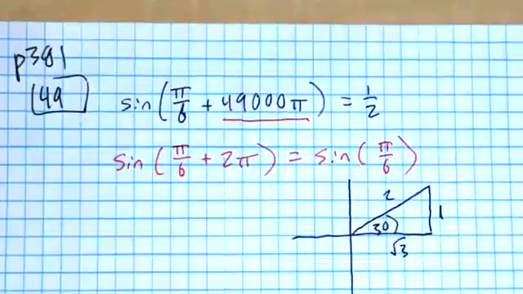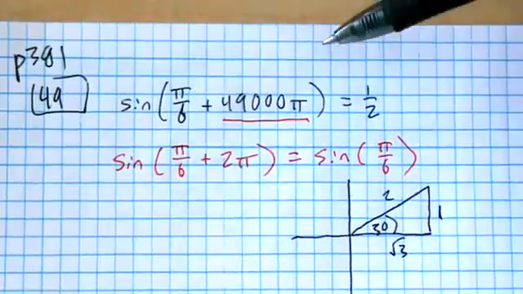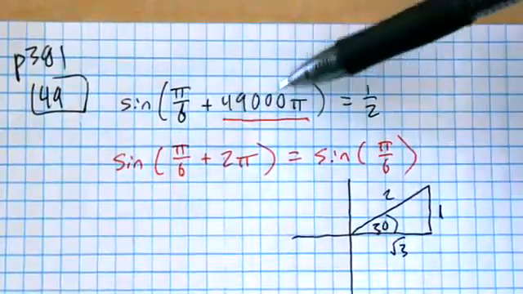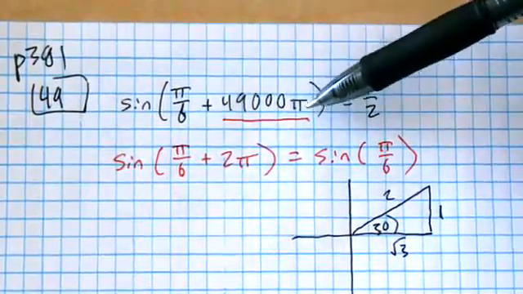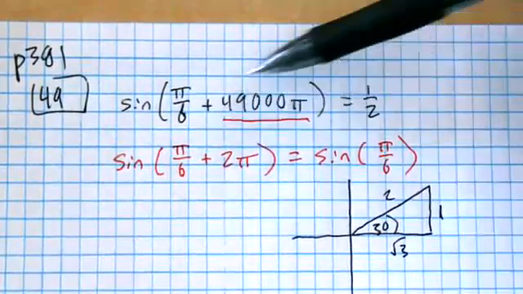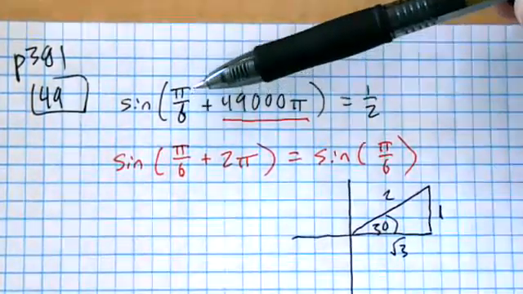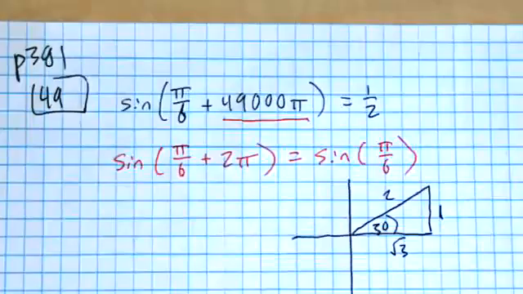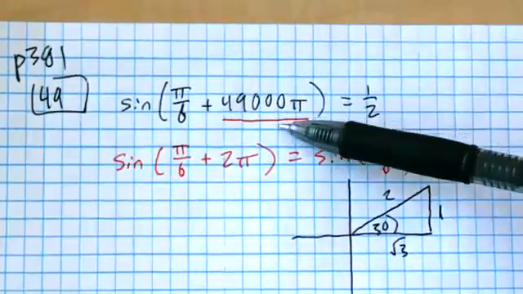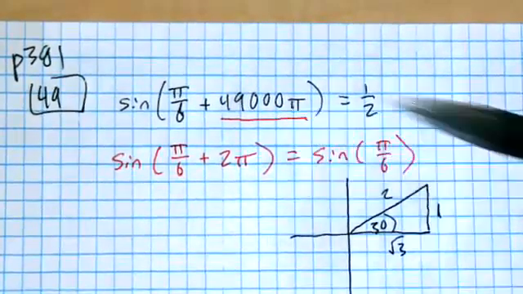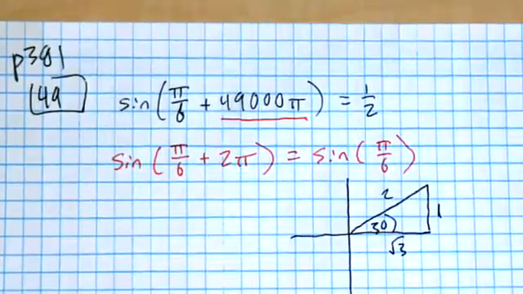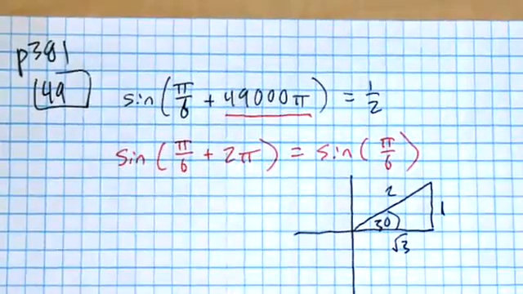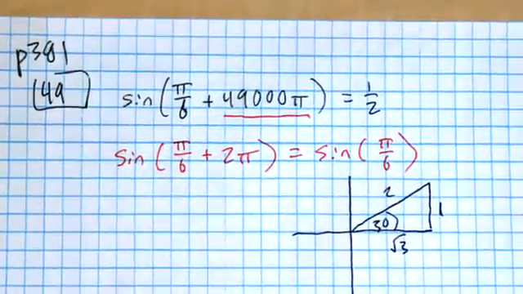So it doesn't matter whether they asked you to do sine pi over 6 or sine pi over 6 plus 49,000 pi. As long as this is an even multiple of pi, it's still going to end up at the same location, which means the sine value would be the same. So they could have made this 1,000,000 pi or 1,000,000,000 pi. As long as it's an even multiple, it's going to get you back to the same as the sine of pi over 6. All right.